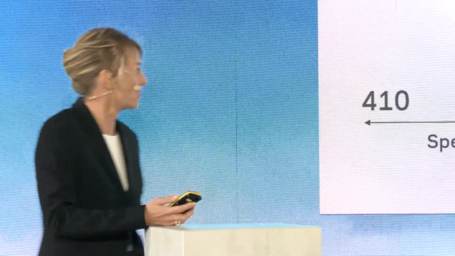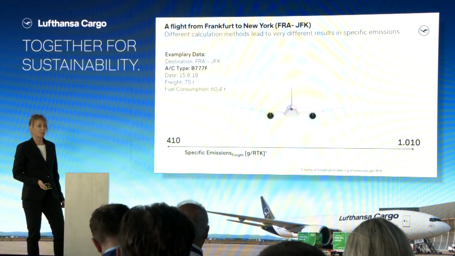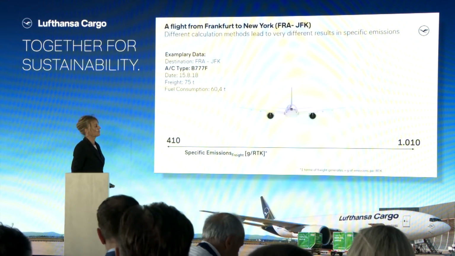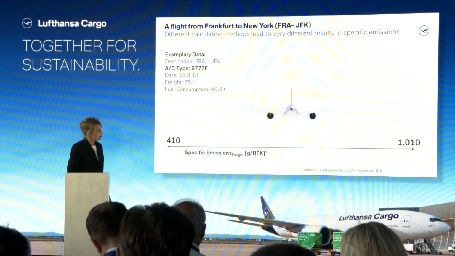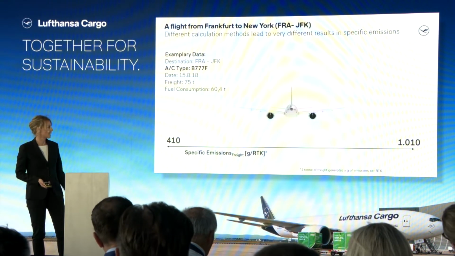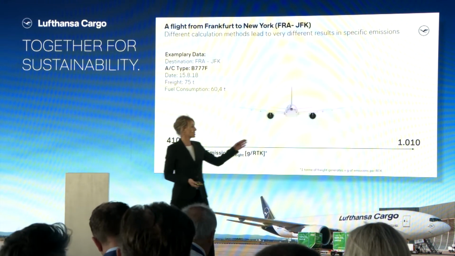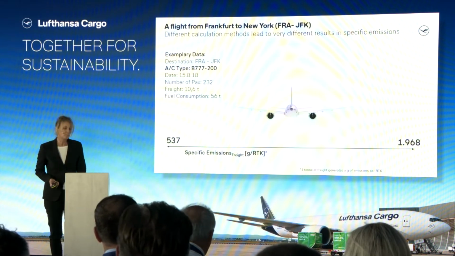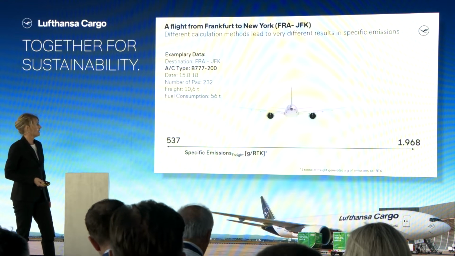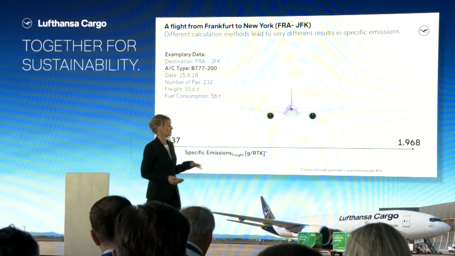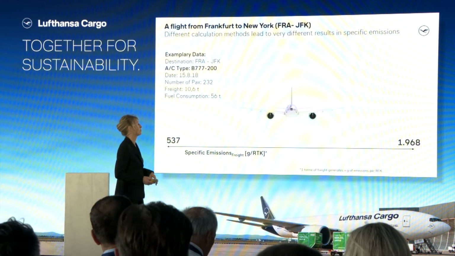I have chosen for this a flight from Frankfurt to New York with our 777 freighter. It has 75 tons of freight and a fuel consumption of 60 tons. And you see here, if you use different calculation methodologies, a spread from 410 to around 1,000. If you use the 777 as a passenger flight, it's even larger, from 500 to 2,000. So it's 4 times from here to there, a big difference.